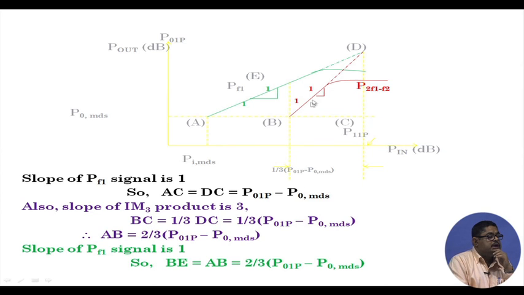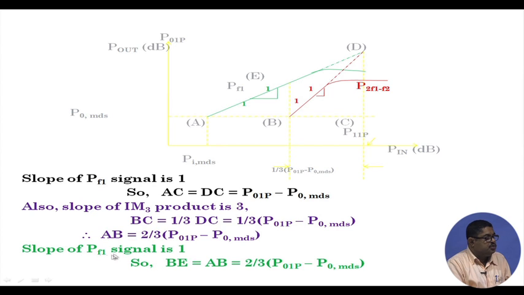Also, we know that the slope of this is 3. So, BC is 1/3 DC. Now, that is 1/3 of this. So, from this I have found AC, I have found BC. So, I can find what AB is. AB is 2/3 of POIP minus POMDS.